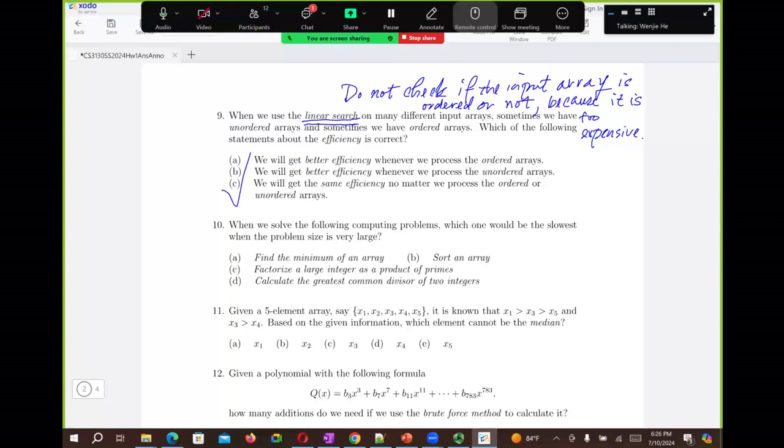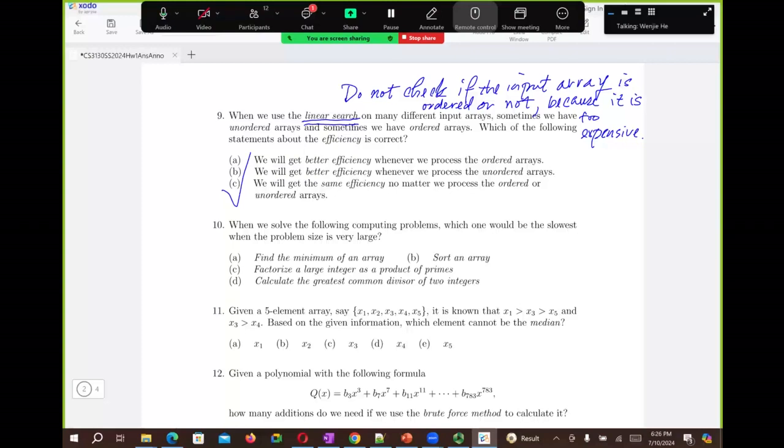If you do not know, you just run your code instruction by instruction. What's the difference between ordered data and unordered data? No difference. So statement option C, we get the same efficiency no matter whether we process the ordered or unordered array, because we don't do the checking.